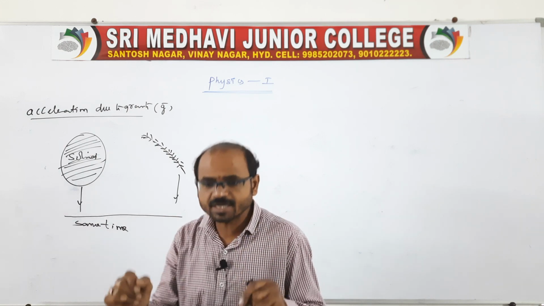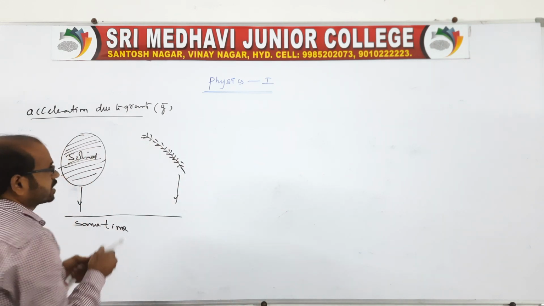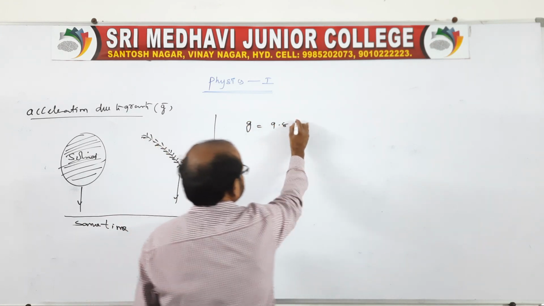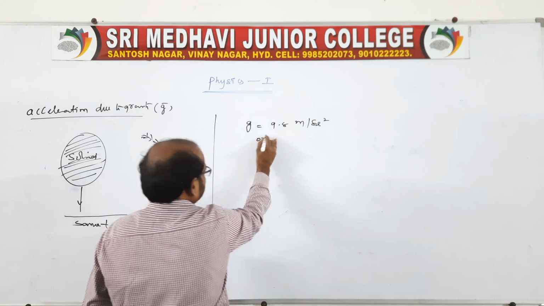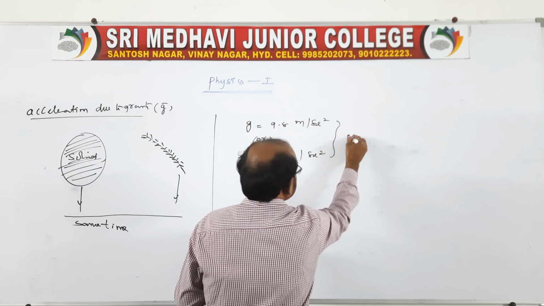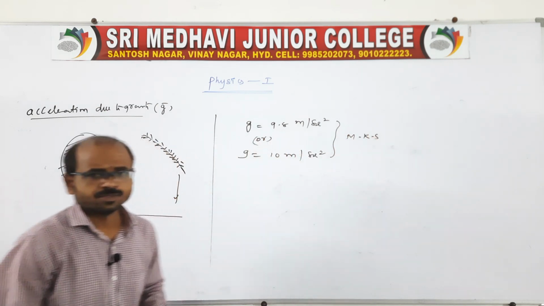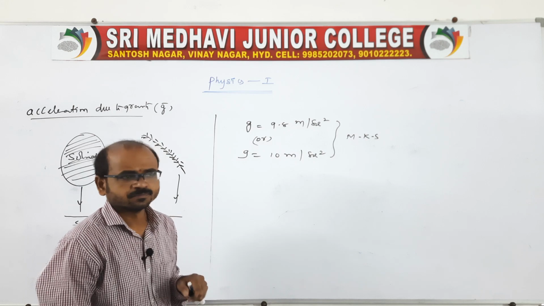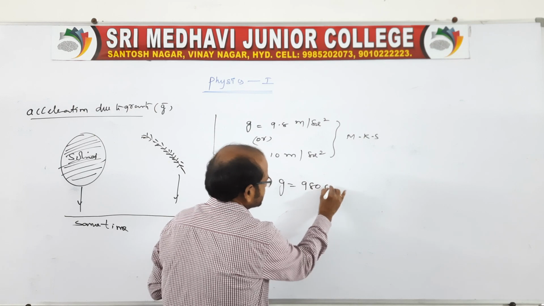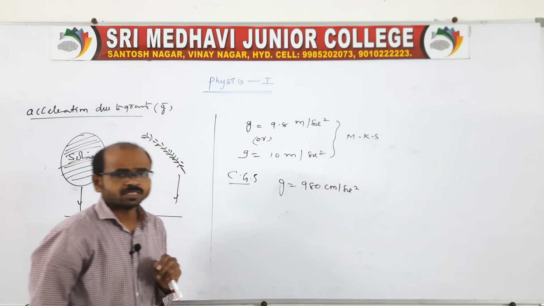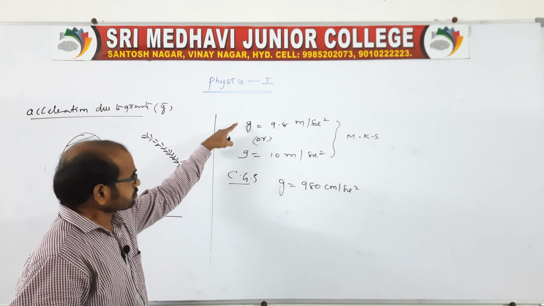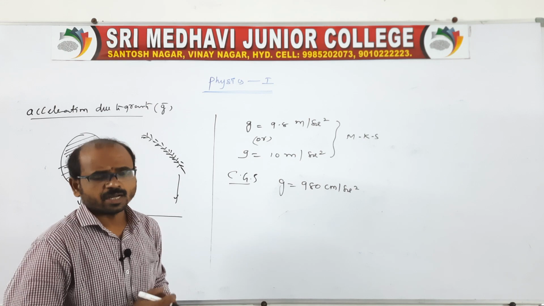That is the average value on the earth's surface. The average value of acceleration due to gravity we can take as 9.8 meter per second square, or for problems we can take 10 meter per second square. It is in the MKS or SI system, remember. This is the fixed average value. In CGS, g is equal to 980 centimeter per second square. Try to remember, this is the average value on the earth's surface.